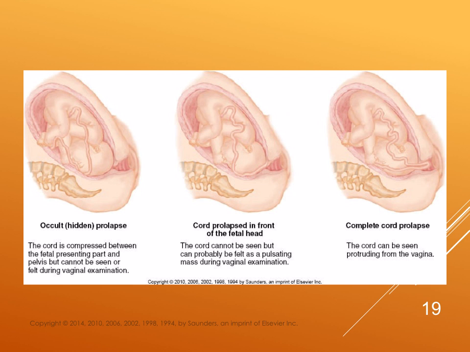In the following slide, 19 of 23, we can see some examples of a prolapsed cord there. The first is an occult, a hidden prolapsed cord there. It's compressed between the fetal presenting part and the pelvis, but cannot be seen during an exam visually, externally, or through manual palpation. Cord prolapse in front of the fetal head, and again, that's where the examiner would be finding this prolapse of the cord. The cord is presented as pushed against that fetal head close to the cervical opening. The last photo is a complete cord prolapse there.